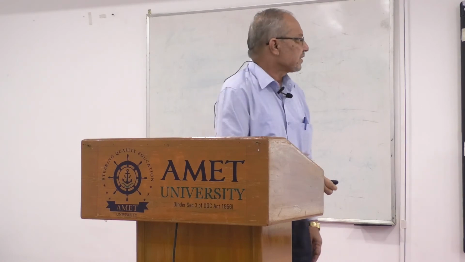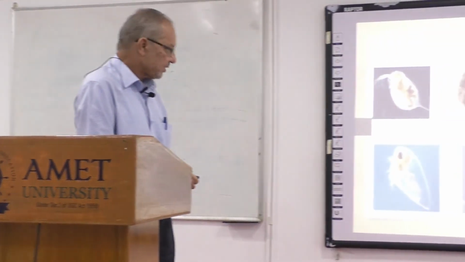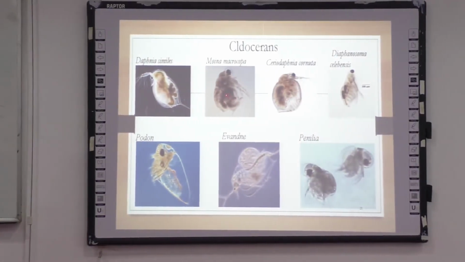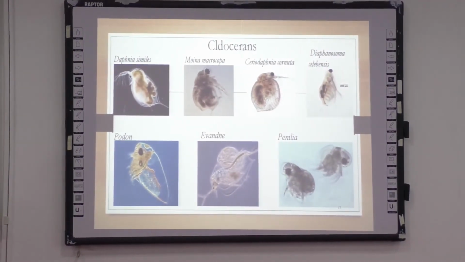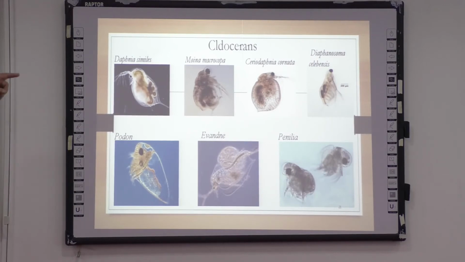Let us have a look at these Cladocerans. There is Daphnia similis, Moina macrocopa, Ceriodaphnia, and these 3 happen to be the freshwater ones and very common. You cannot see a water body where these 3 are not present. So it is so common and so popular or abundant organisms.